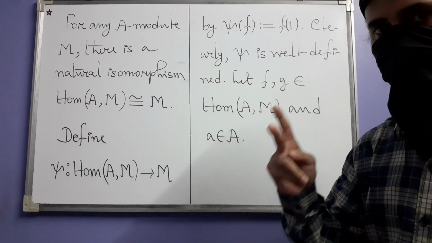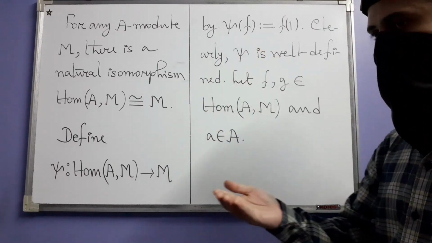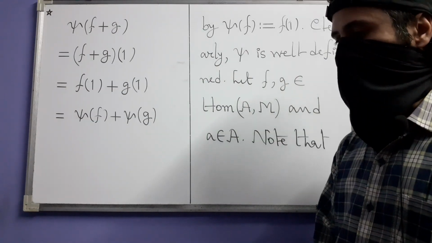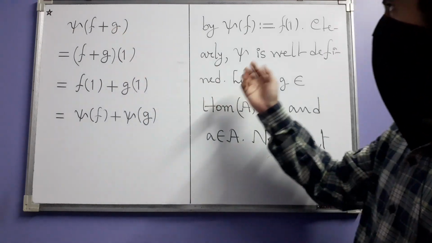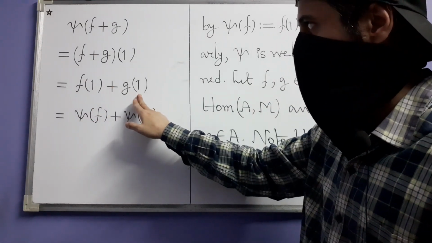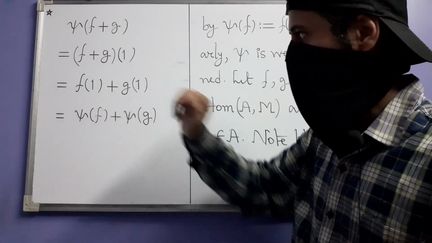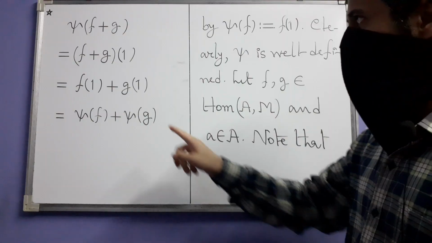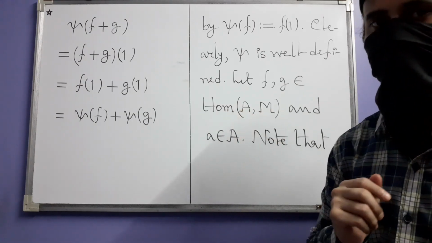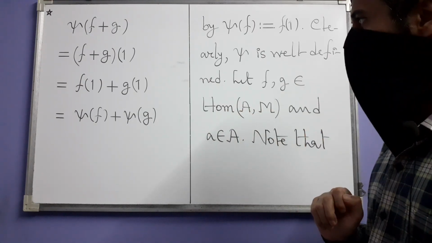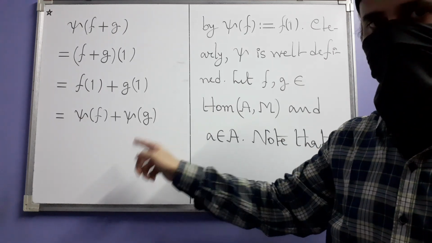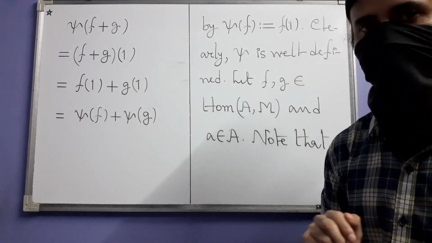Now we have to verify those two conditions, that psi respects module addition and that it respects multiplication by the ring element a. So first we see addition. Psi of f plus g by definition is (f plus g) of 1, which is equal to f of 1 plus g of 1. How is this step justified? This is justified by the definition of addition. This is the addition in the module Hom(A, M) that we defined today in fact. But then f of 1 is just psi of f and g of 1 is psi of g. So we see that yes, psi actually does respect module addition.